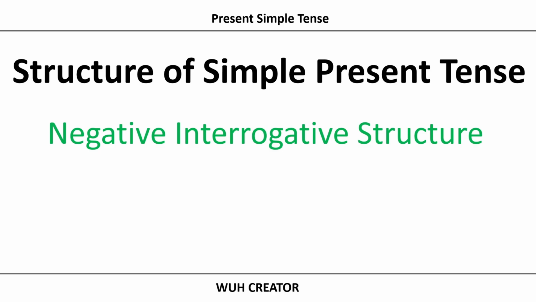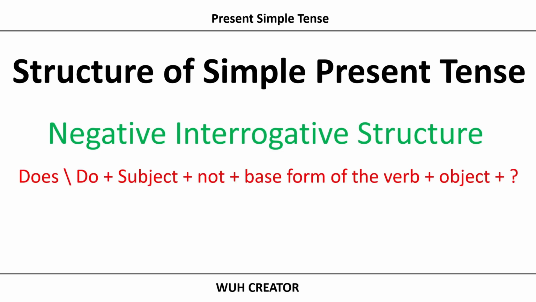We use the full form in more formal writing and when we want to emphasize each part of the sentence clearly. Its structure is do or does, plus subject, plus not, plus base verb, plus object, plus question mark.